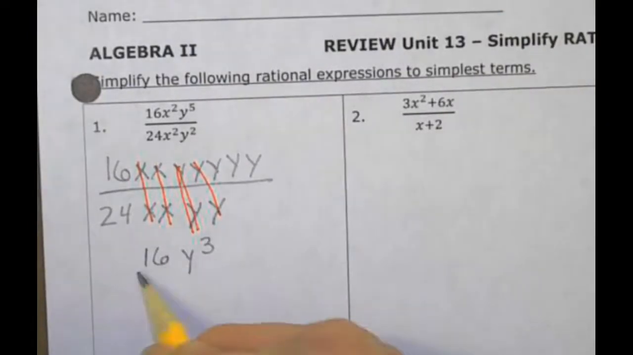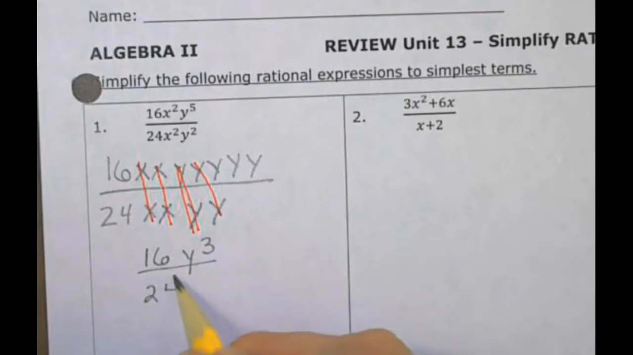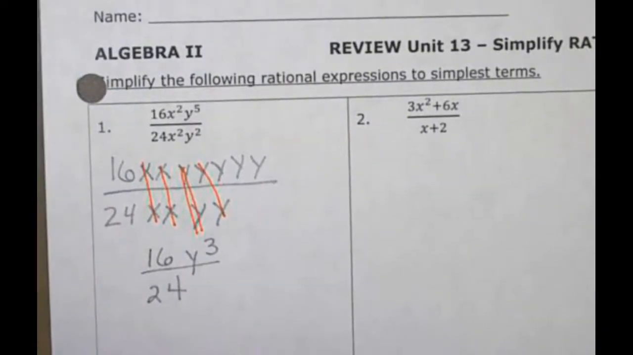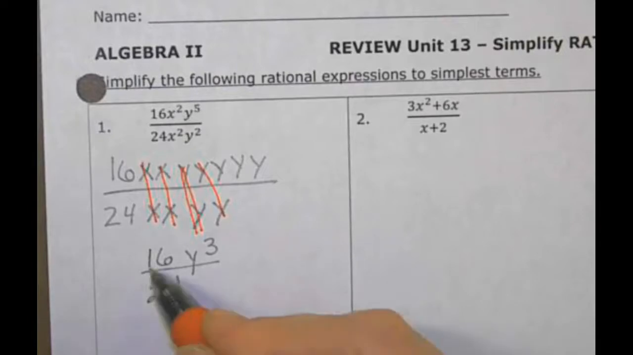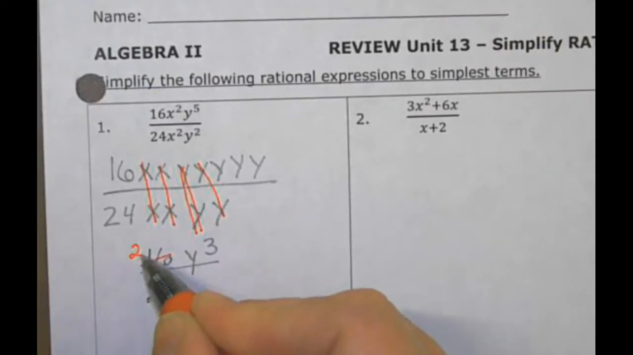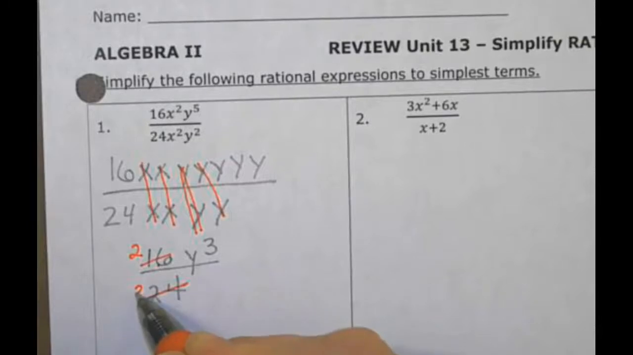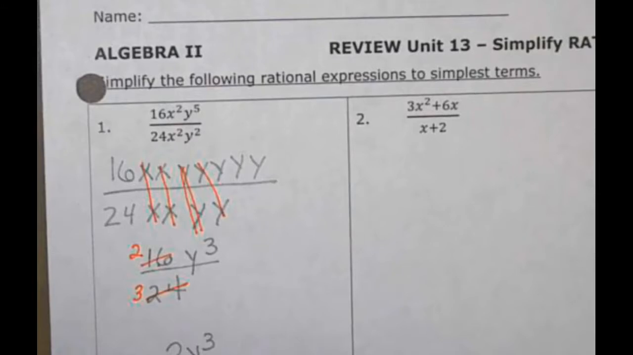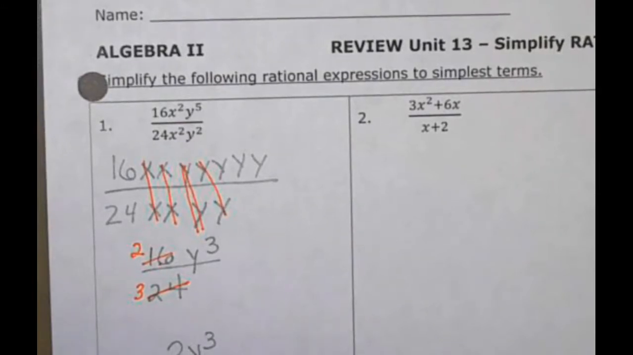(16y to the third over 24). 16 and 24 both divide by 8. 8 will go into 16 2 times. 8 will go into 24 3 times. The final answer is 2y to the third over 3.